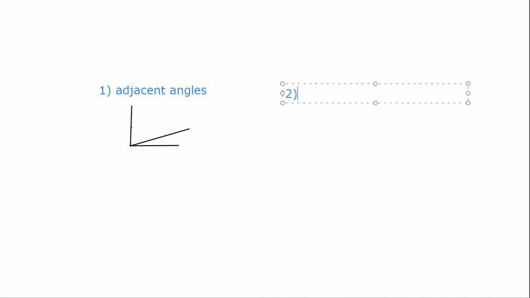Number two is called vertically opposite angles, or just simply vertical angles. What are vertical angles? Vertical angles are when you have two angles that are facing each other, just like the scissors or the X. Whenever you hear the word vertical angles, always remember the X. Yeah, I mean like this.